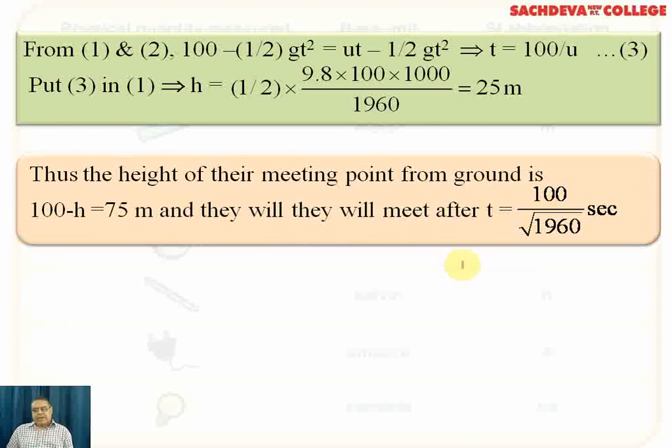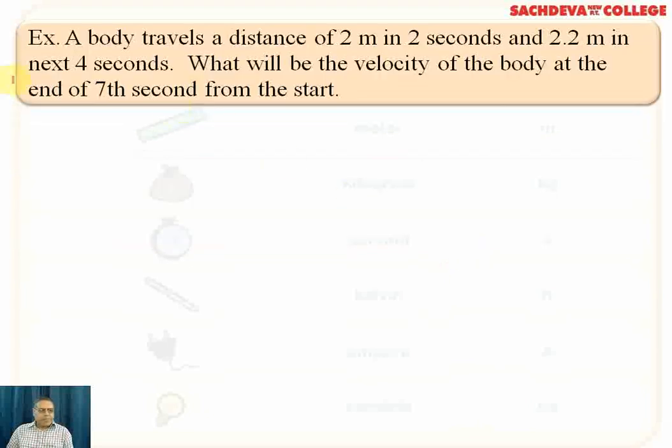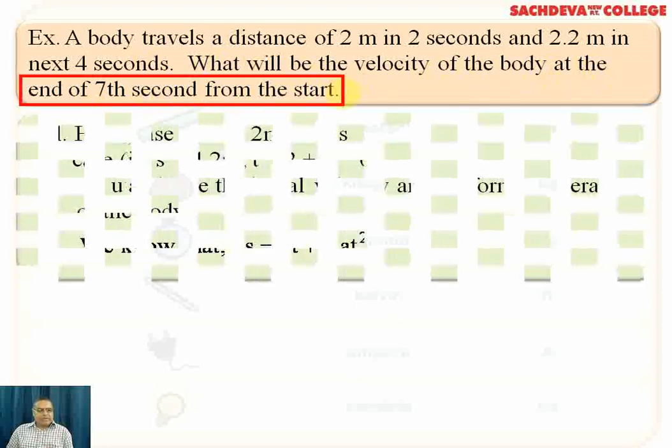We can rationalize 1960 and we can come to the conclusion earlier. Now the next question is: a body travels a distance of 2 meters in 2 seconds and 2.2 meters in the next 4 seconds. What will be the velocity of the body at the end of the 7th second from the start?